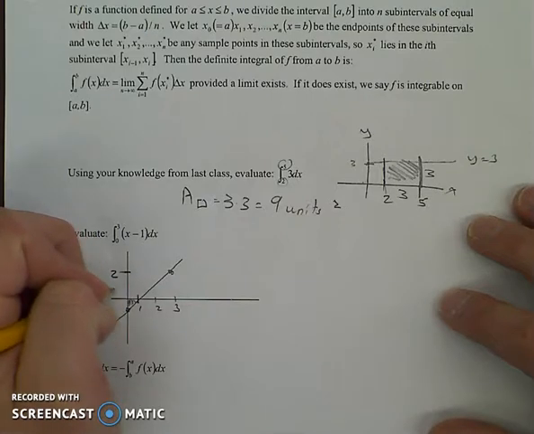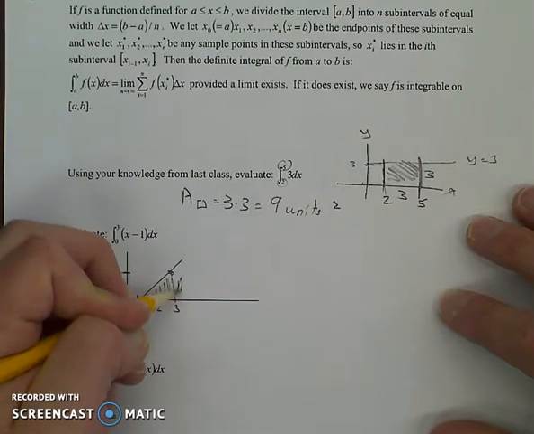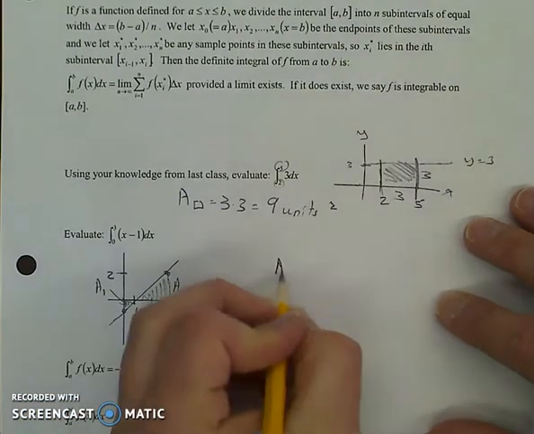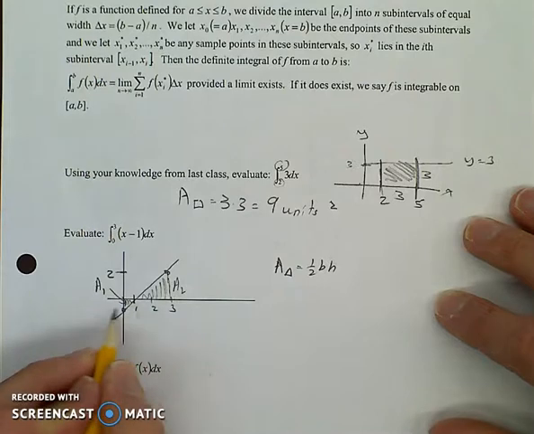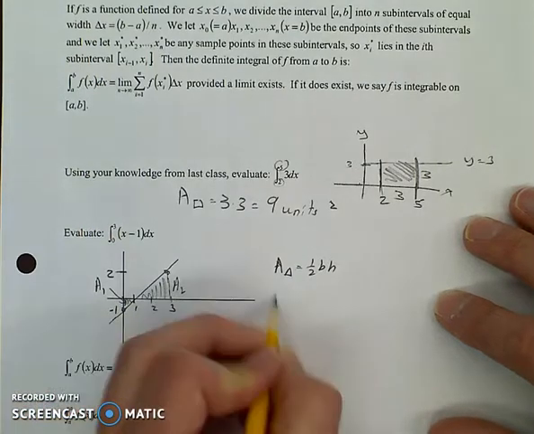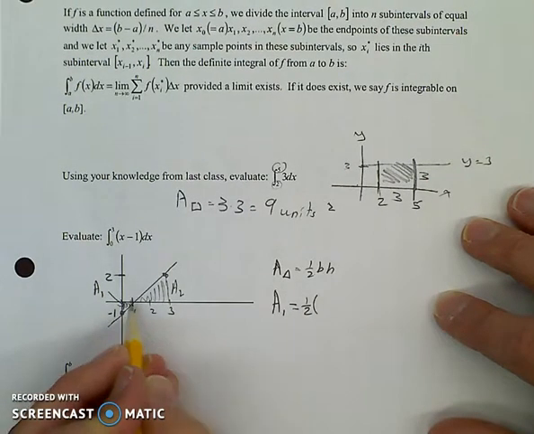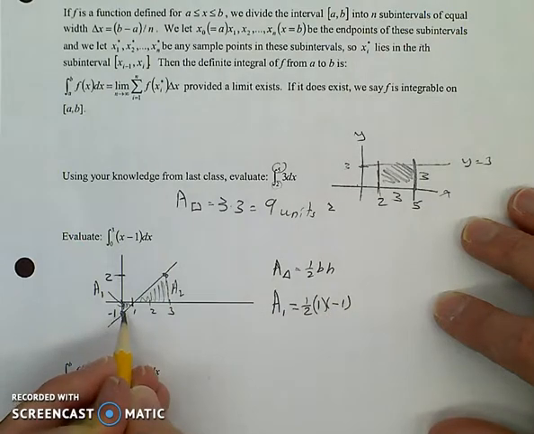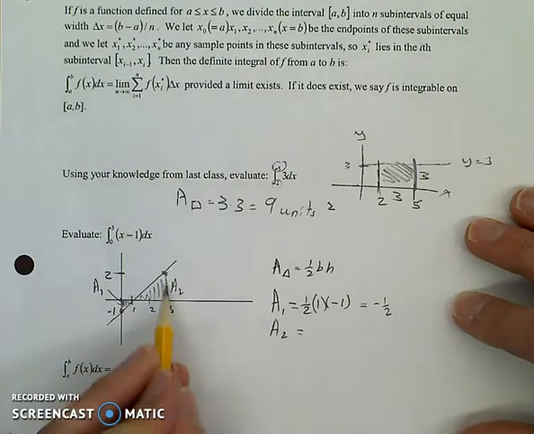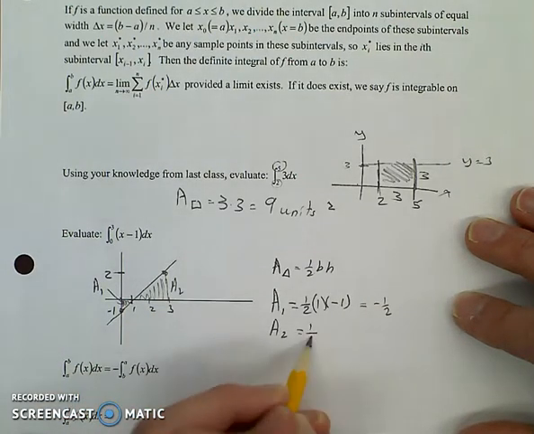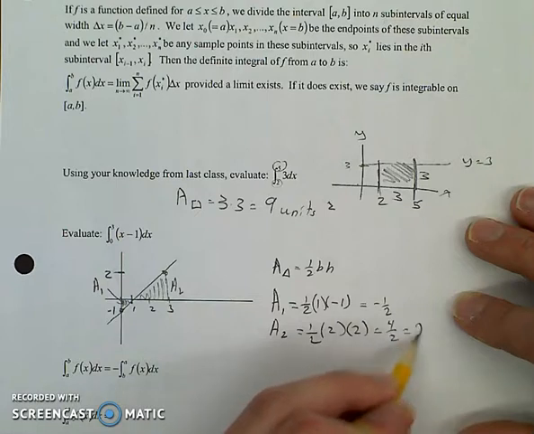We got this area, which we're going to call A1, and then this area of a triangle, which is A2. And so we know the area of a triangle is 1/2 base times height. And if we look at this, this is actually -1 being the height. So the area A1 is going to equal 1/2 the base 1 times the height, actually -1 here. So that's going to be -1/2. The second area, A2, is 1/2 base 2 times height 2. You get 4 over 2, which is 2.